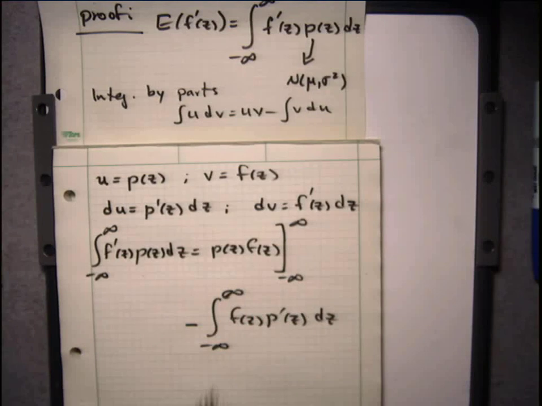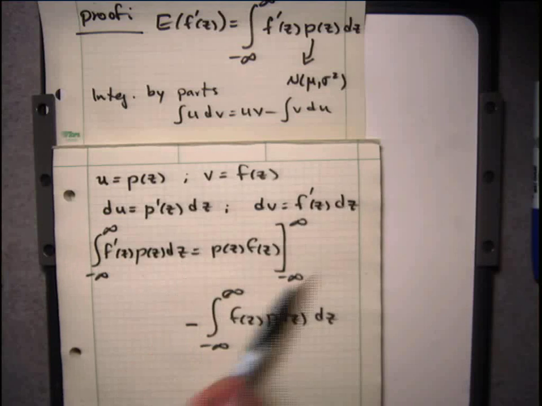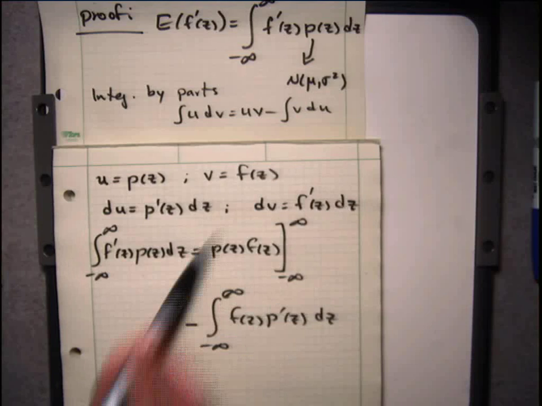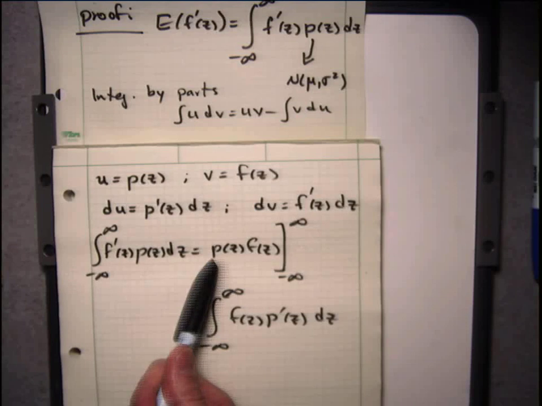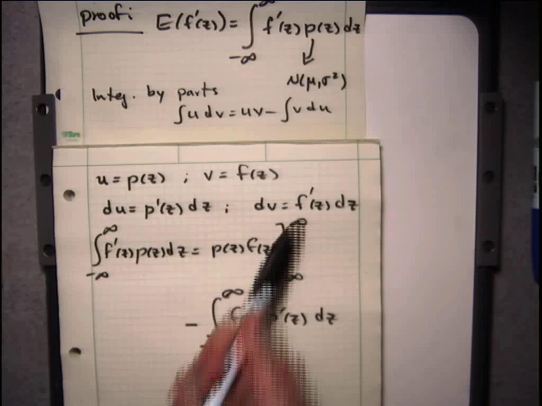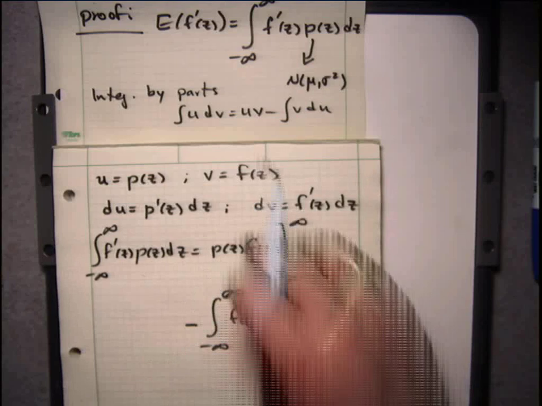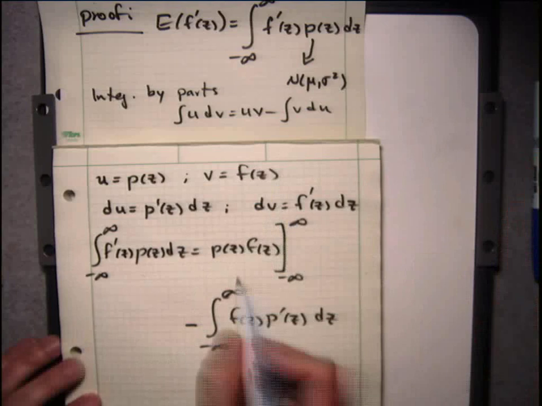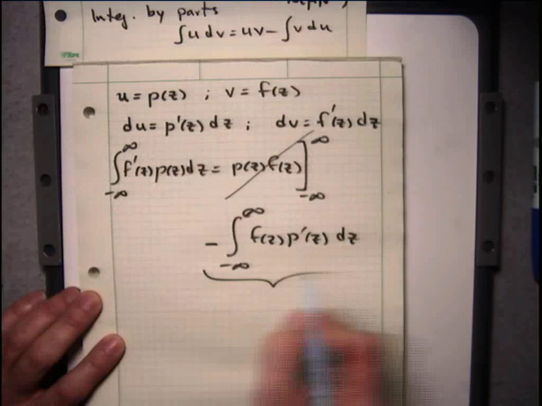All right, first of all, let's take a look at this. What is this term? It's 0, right? Because you're evaluating p of z at minus infinity and plus infinity, which we know just dies out. So this part just goes away. So this is gone. Now we need to deal with this other term.